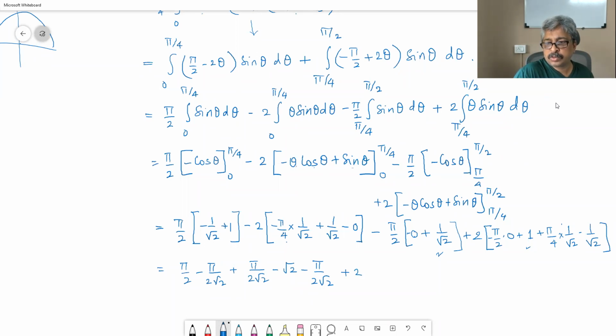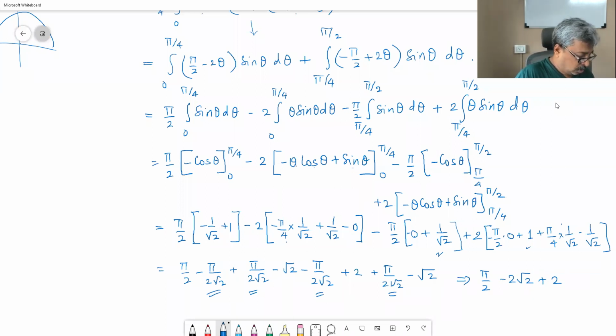Then how much is this? 2 means pi upon 2 root 2 plus pi upon 2 root 2. And then last term is minus root 2. Is that correct? Most probably. So this is gone with this, and therefore you are left with pi by 2 minus 2 root 2 plus 2.